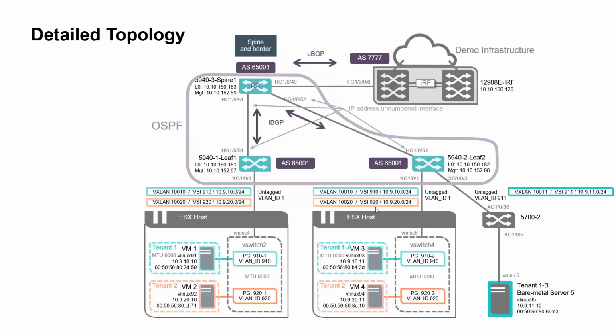To just recap what we have on leaf 2, we've got two attachment circuits to be made: one on 10 gigabit 101, to connect tenant 1A and tenant 2, and on interface 10 gigabit 103 for tenant 1B. So let's move back to IMC to perform this.